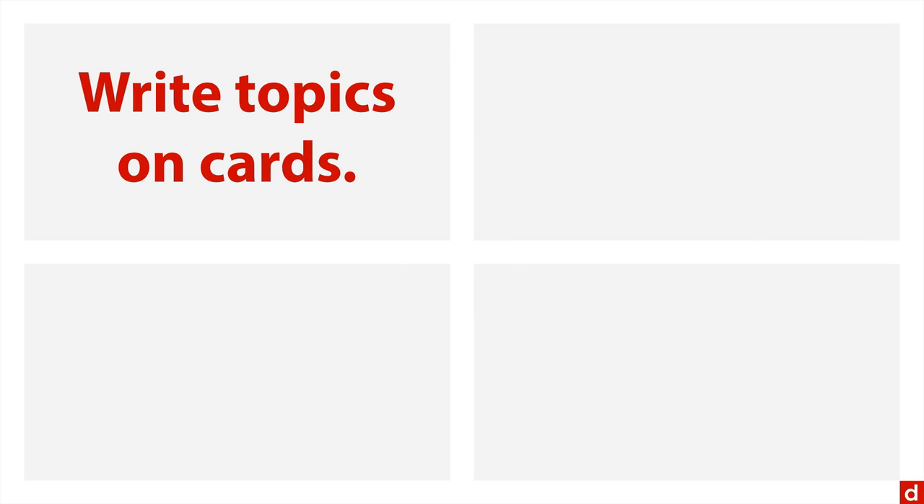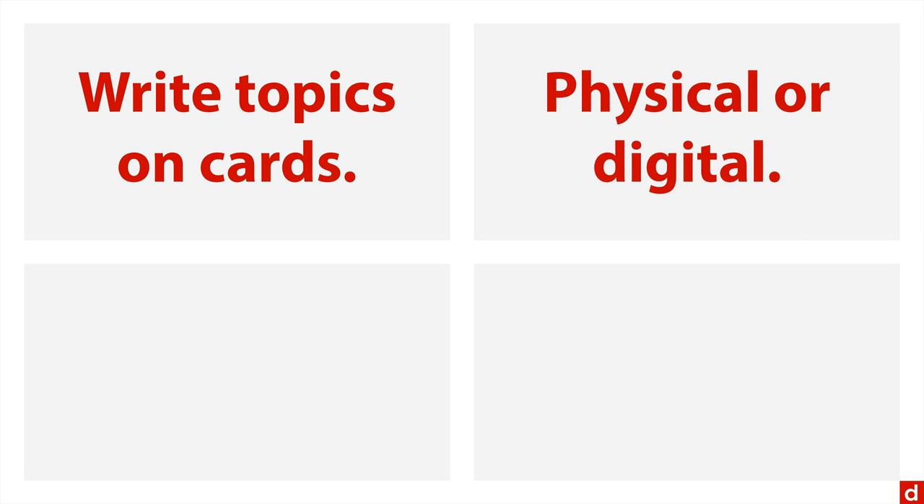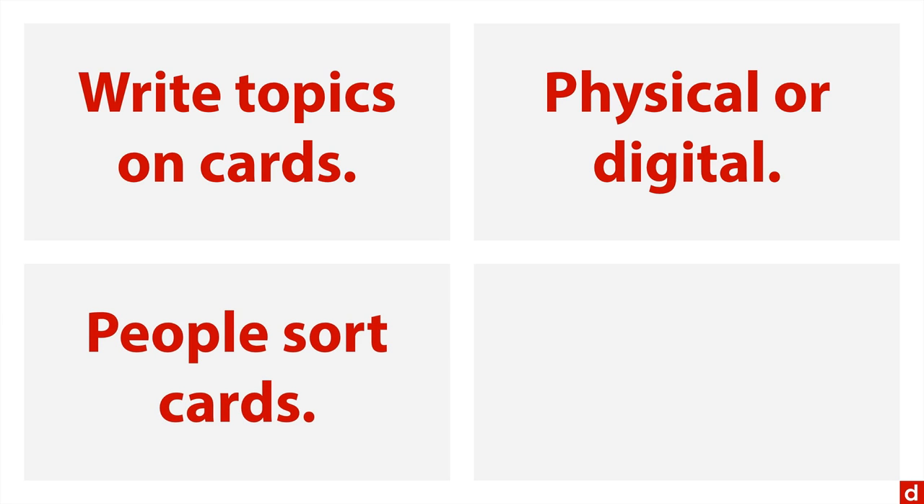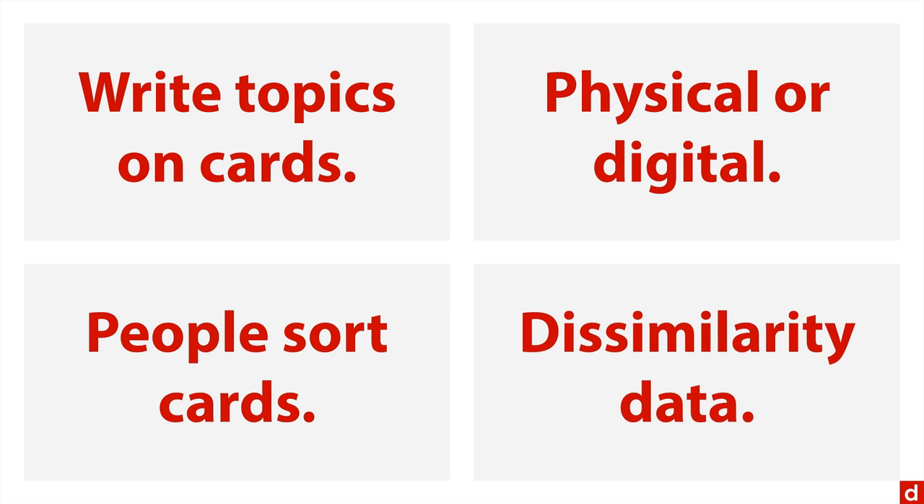Now, the basic procedure goes like this. You take a bunch of little topics and you write each one on a separate card. And you can do this physically with like 3x5 cards, or there's a lot of programs that allow you to do a digital version of it. Then what you do is you give this information to a group of respondents and the people sort those cards. So they put similar topics with each other, different topics over here, and so on. And then you take that information, and from that, you're able to calculate what's called dissimilarity data. Think of it as like the distance or the difference between various topics. And that gives you the raw data to analyze how things are structured.